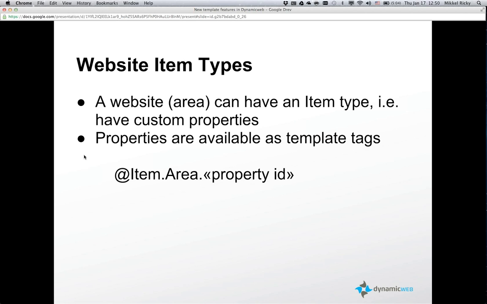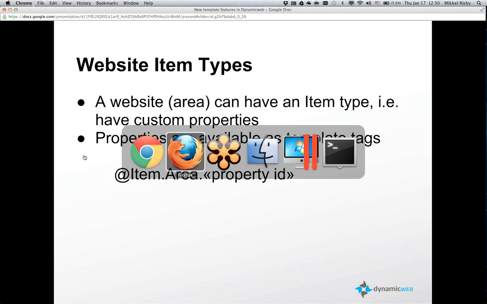As you have probably heard, we've introduced item-based structures in Dynamicweb recently. And we've had a feature request from quite a few partners, and I've had the idea myself, to make it possible to add some custom settings to a website that I can use in my templates. And this has all been made possible now using the item types that we can associate with a website.